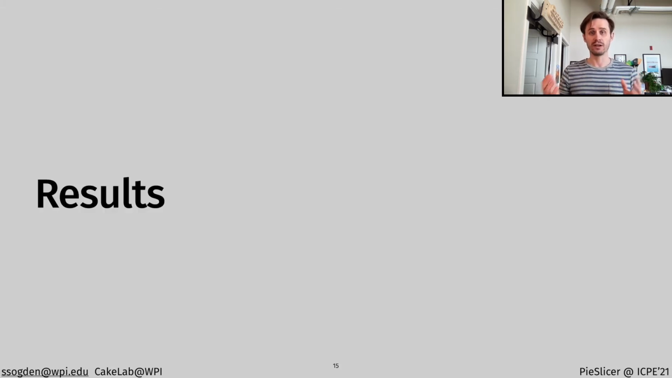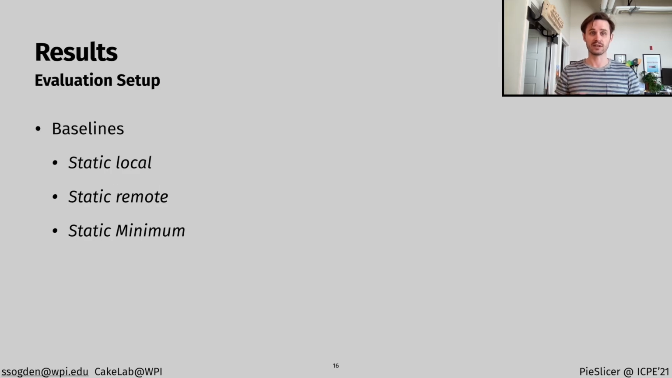So how well did PieSlicer use these models? To test this, we used a setup that was essentially similar to our measurement gathering setup. Same devices, same servers, same network. We tested each image from our image 5K dataset and recorded the response time. In addition to PieSlicer, we used 2 baselines and derived a third from these 2 baselines.